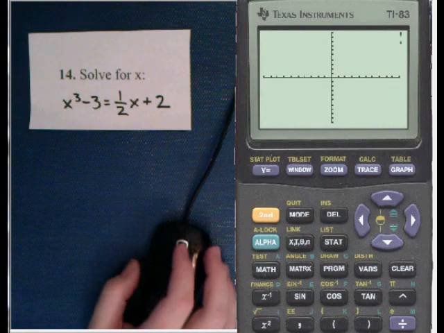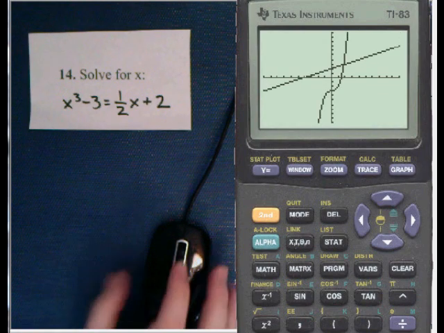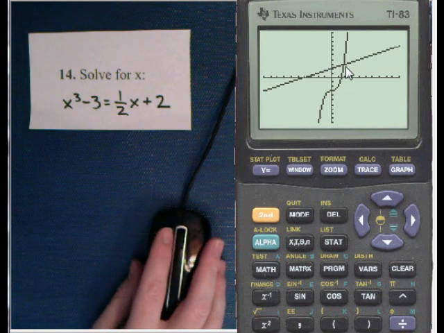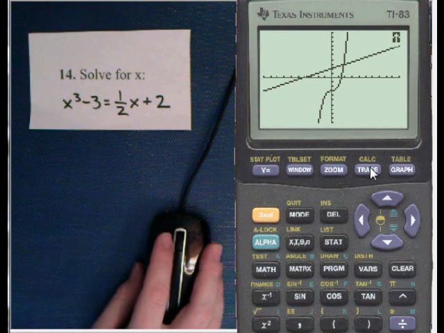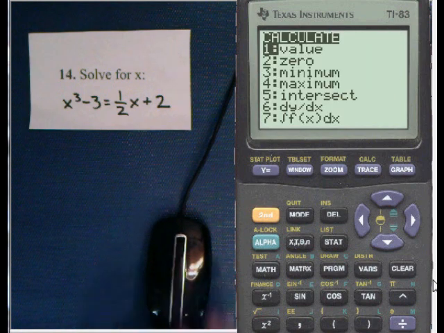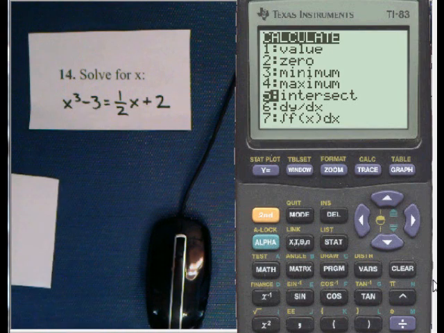So let's graph it. Now you wait anxiously. There's the cubic. There's my line. And I can see my solution. It's right there. It's staring at me. So I just need to write it down and get it correct. So let's do that. Again, we're going to second calc, or it's on the trace button, second trace. And then we want to actually find the intersection point. So there it is. We'll select enter.